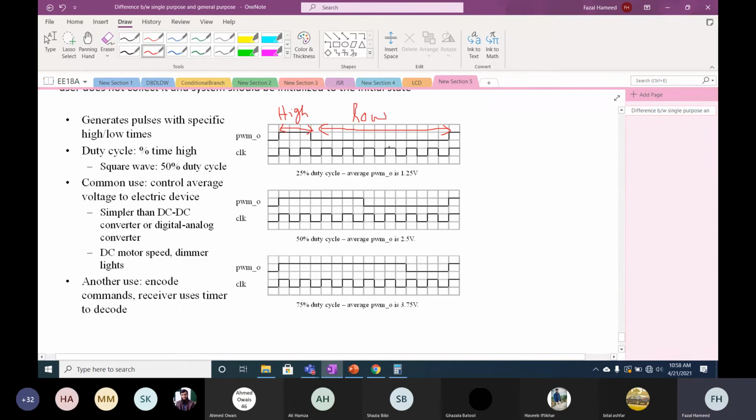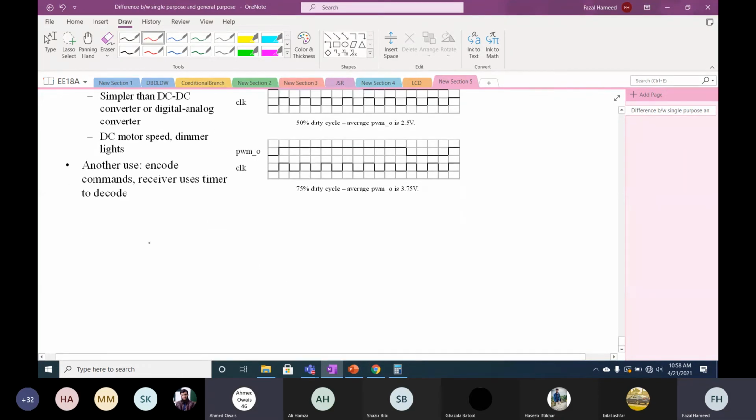So what is now the duty cycle? Sir, 80%. 20%. सर 25%. 20% मिलेगा ना कि वो कितने टाइम हाई रहती है. Duty cycle is equal to high time divided by high time plus low time.